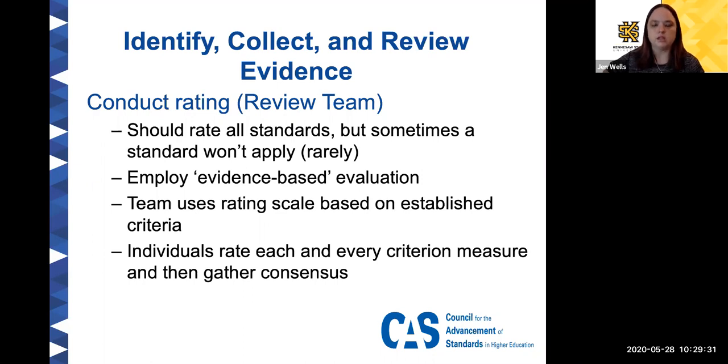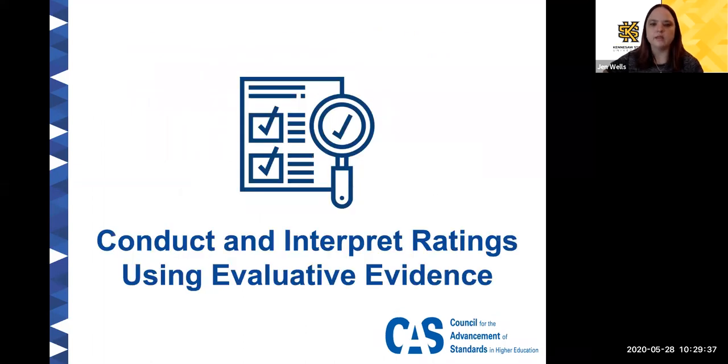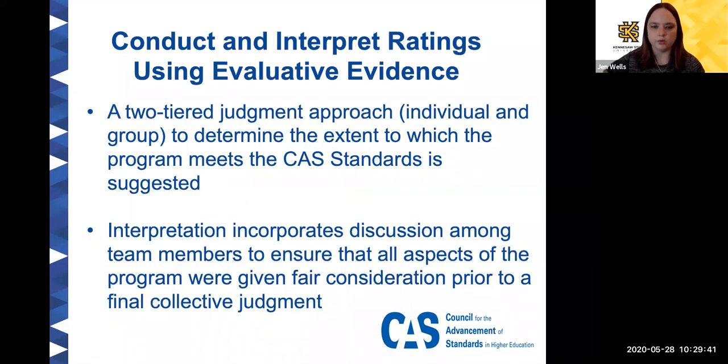And then the next piece here is how we move forward once we've looked at the evidence. And this is interpreting the ratings. And so what we use is a two-tiered approach. And again, we recommend that each individual evaluates the standard and then collectively they discuss. What this does is help look at discrepancies. Is there a place where the evidence speaks differently to people?